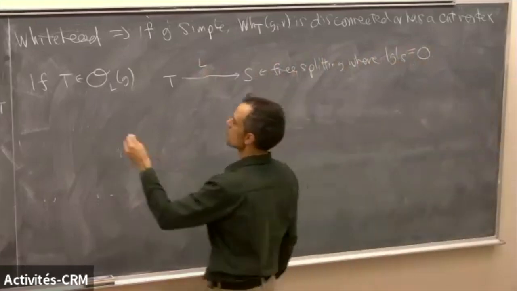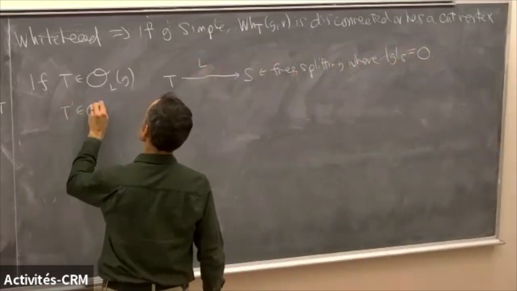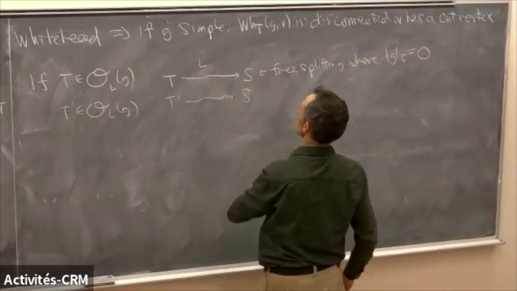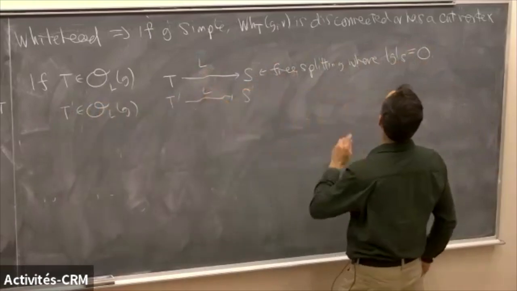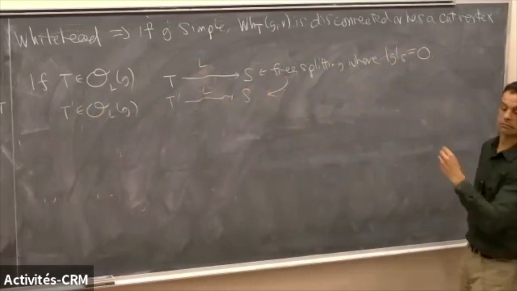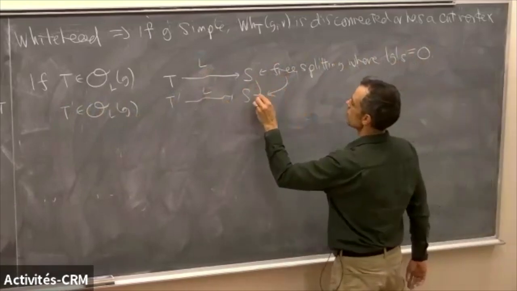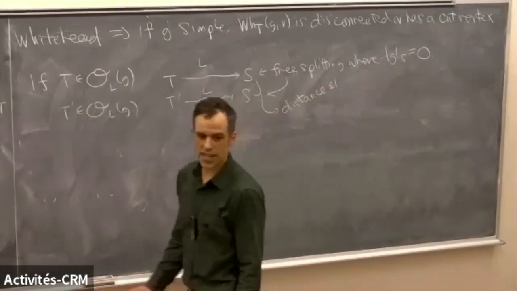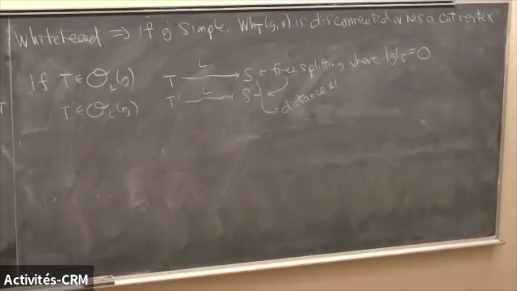But now you can just do the same thing. If you have some T prime, you get some S prime, but this will also be a free splitting where G is elliptic. And so these ones will have distance 1. And so the diameter will be like 2L plus 1. Okay, simple enough.